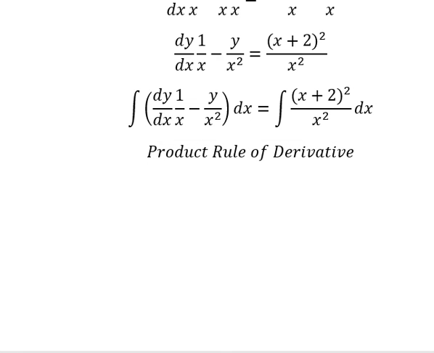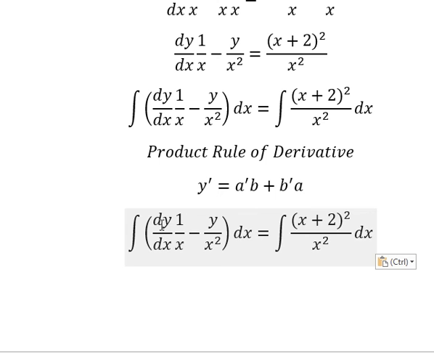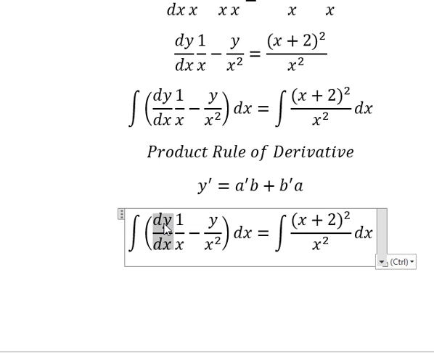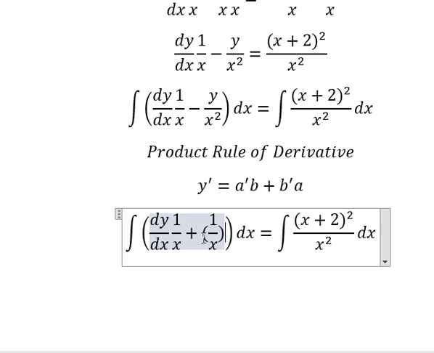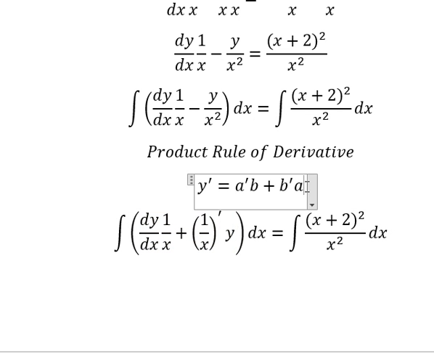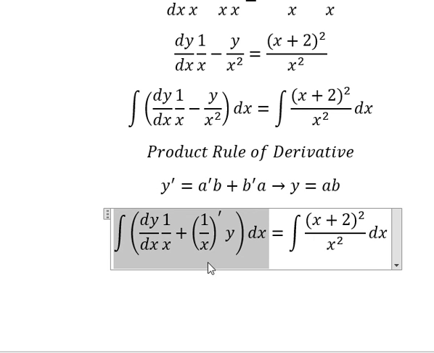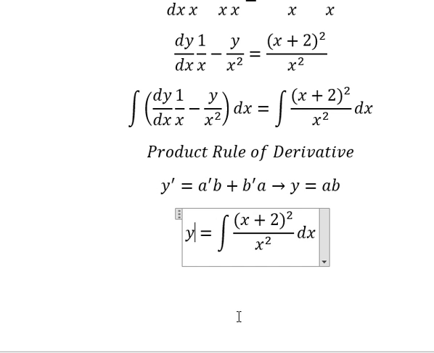So we have the first derivative of y equals the first derivative of a multiplied by b plus the first derivative of b multiplied by a. So that is the first derivative of a multiplied by b. This one we have the first derivative of b multiplied by a. So the integration of this one, we have y equals ab. So the integration of that one, we have y over s.